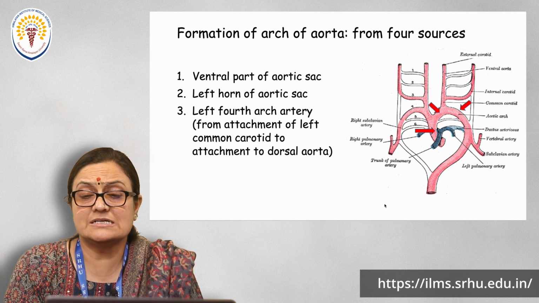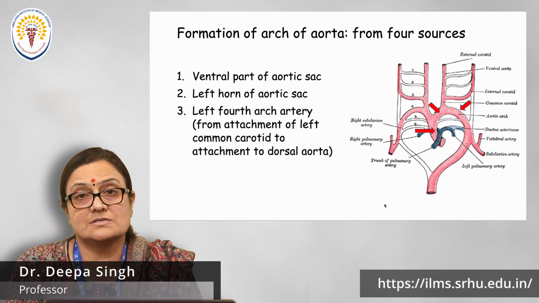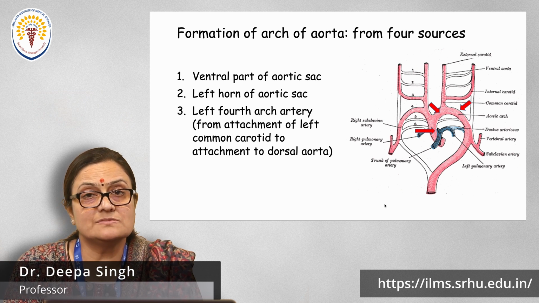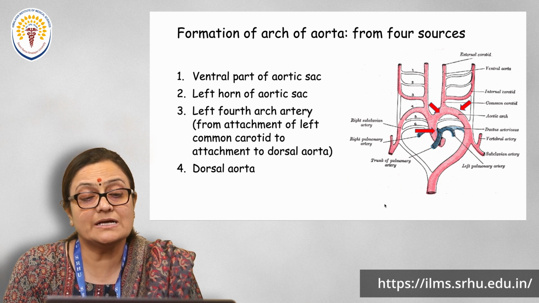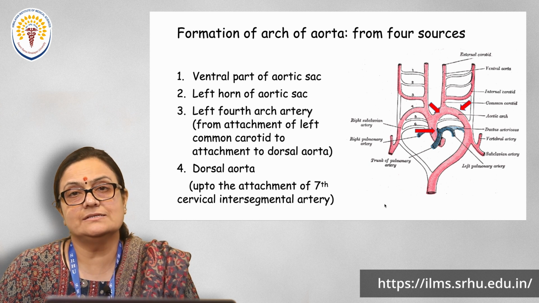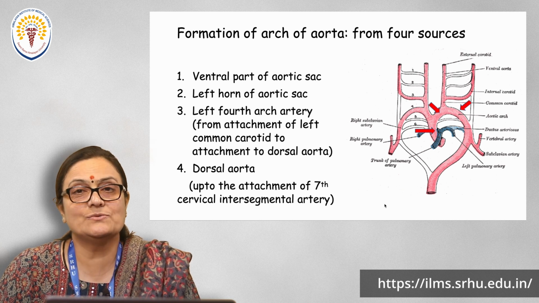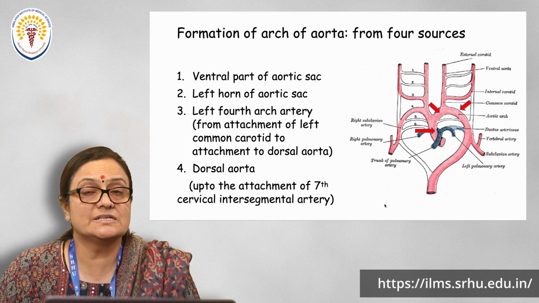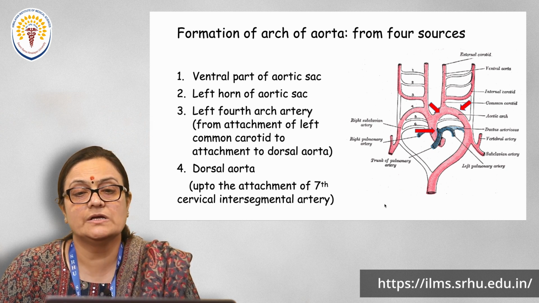Now, this has not still ended, because we said the 7th cervical intersegmental artery will join the dorsal aorta. So, now this point becomes important. The last contribution is the dorsal aorta, but up to where? Up to the attachment of the 7th cervical intersegmental artery, only till that point. Beyond that point, it will not be the arch; it will continue as the thoracic aorta, the descending aorta. So, these are the 4 sources of development of the arch of aorta.